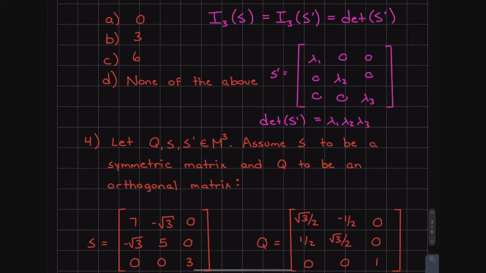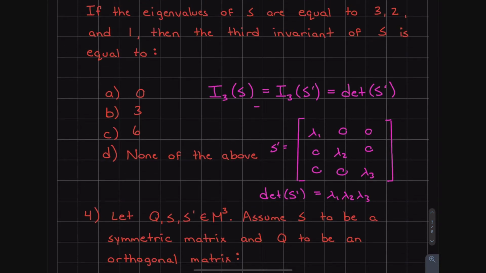So the answer to this question is we just multiply all three of those eigenvalues that we were given. So the eigenvalues are equal to 2, 3, and 1. So all we have to do is say the invariant 3 is equal to the determinant of S prime, which is going to be 3 multiplied by 2 multiplied by 1, which gives us 6. So we can circle 6 and say, yes, this is our answer.